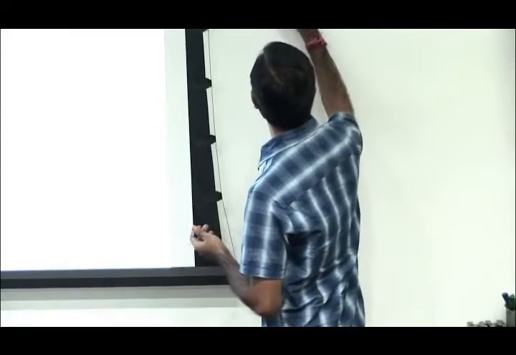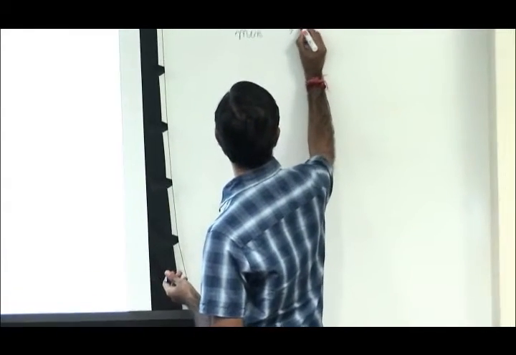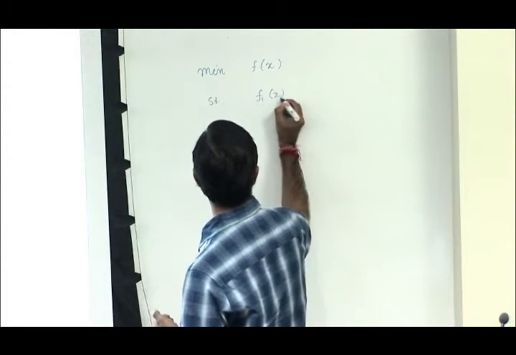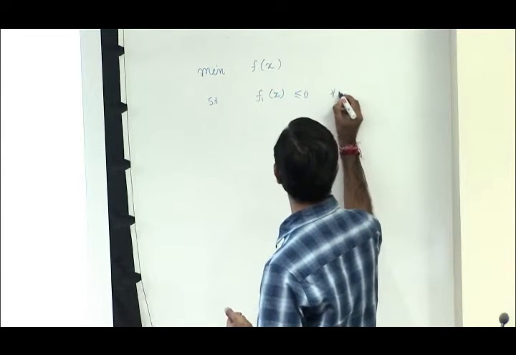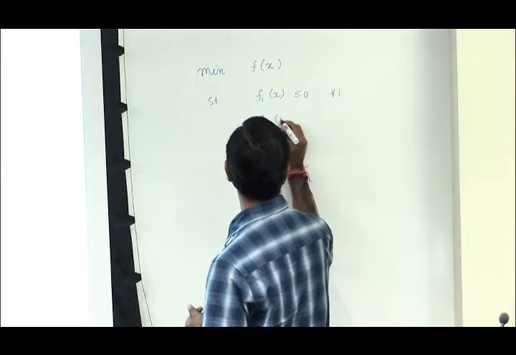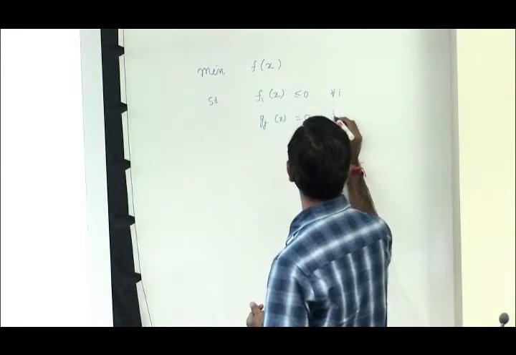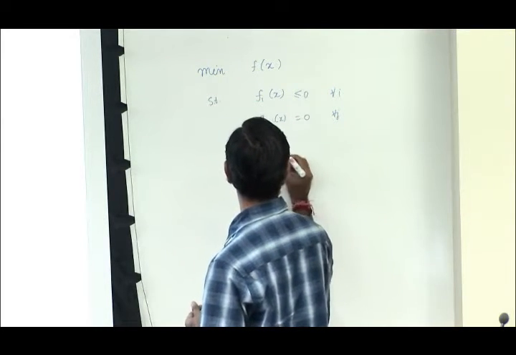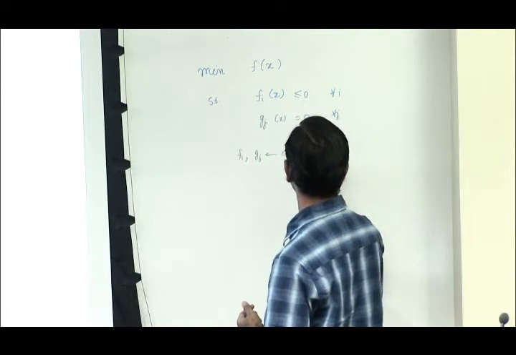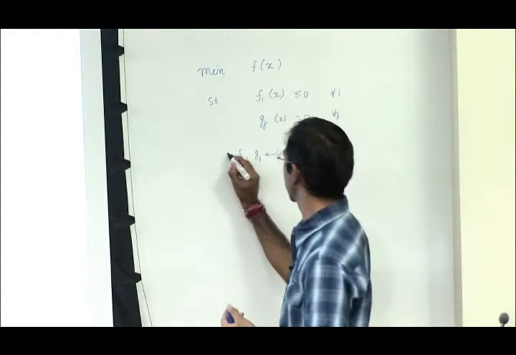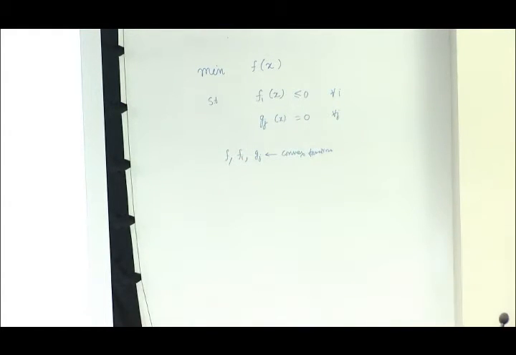So the general problem that we would like to consider takes this form: minimize f(x) such that f_i(x) is less than or equal to 0 for all i, and maybe g_j(x) is equal to 0 for all j, and both f_i and g_j are convex functions. Okay, and f is also convex.